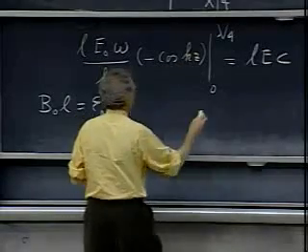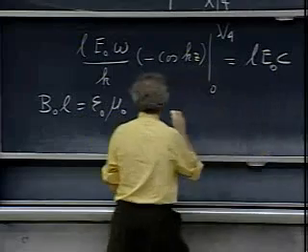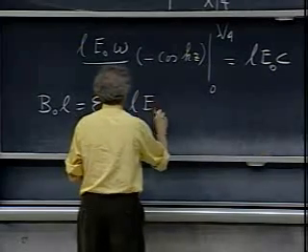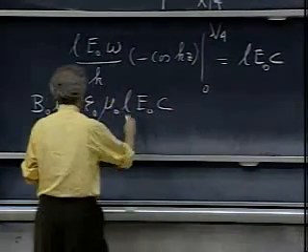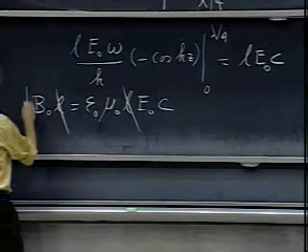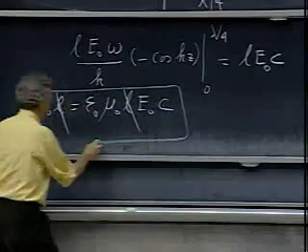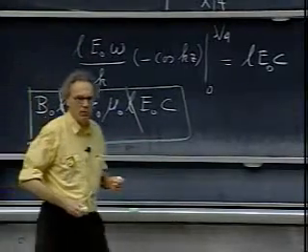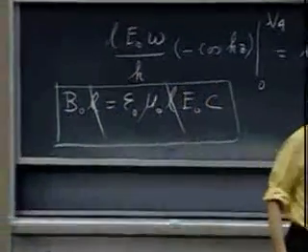And so this now is epsilon 0 mu 0, which you see upstairs there, times the result that we have here. Oh, by the way, this is E0. Times L times E0 times c. And I lose my L.